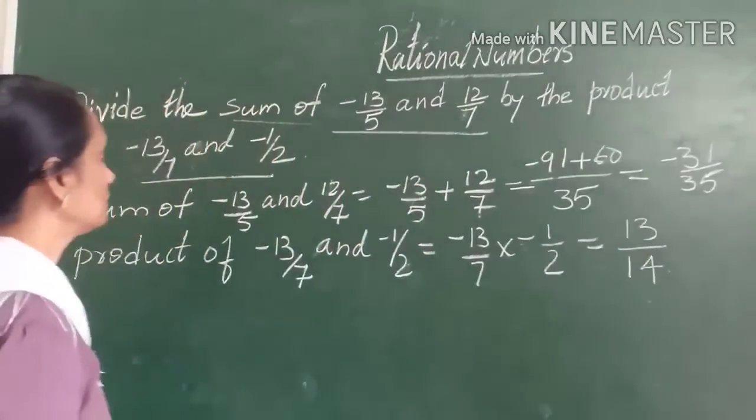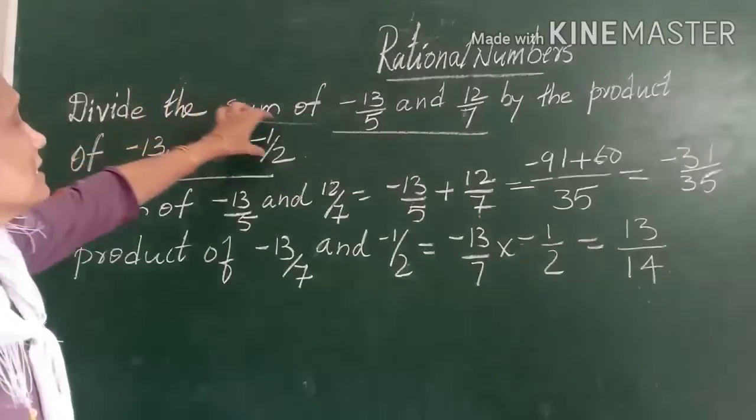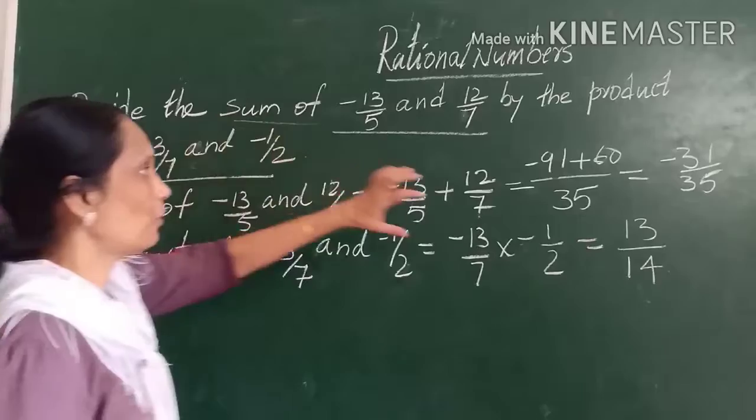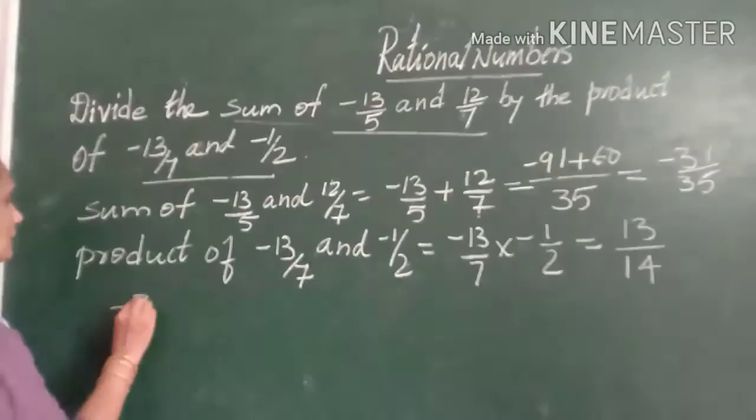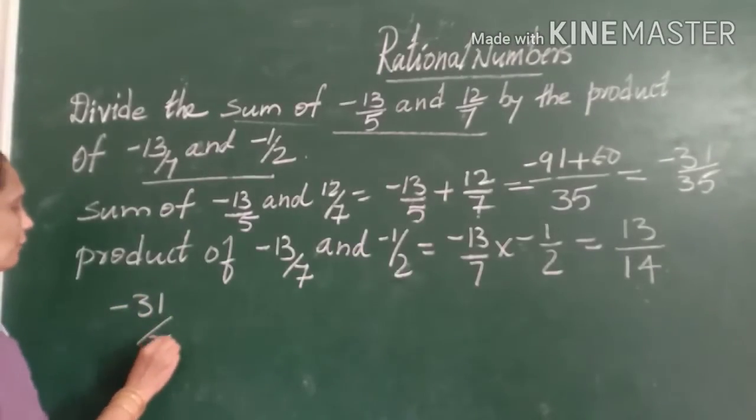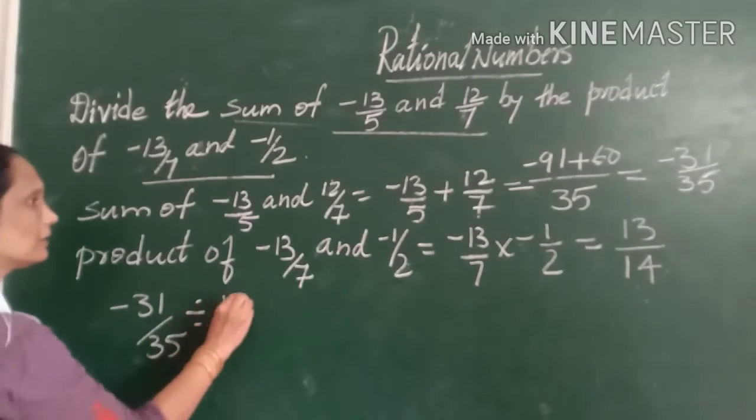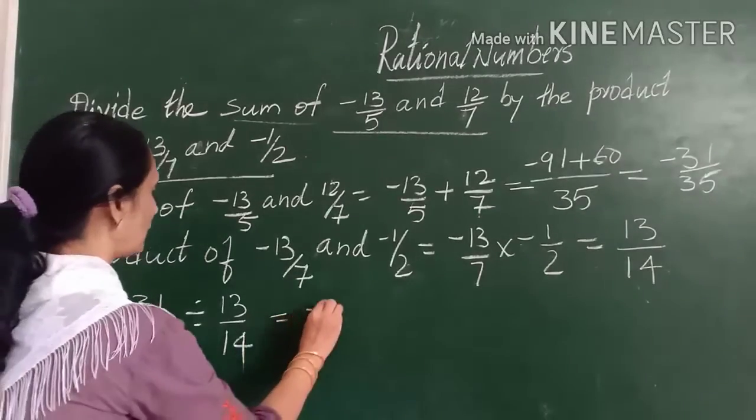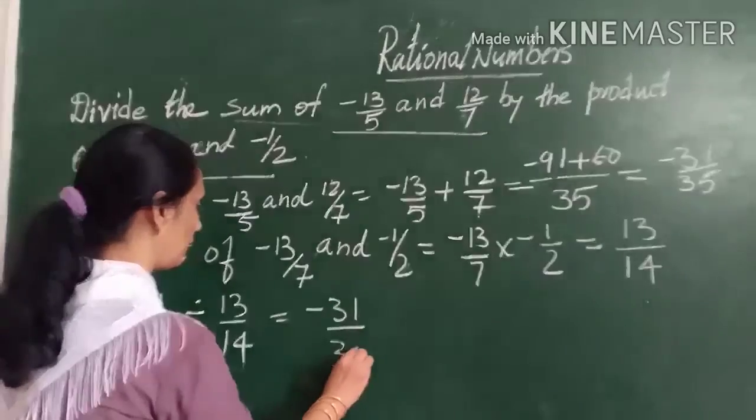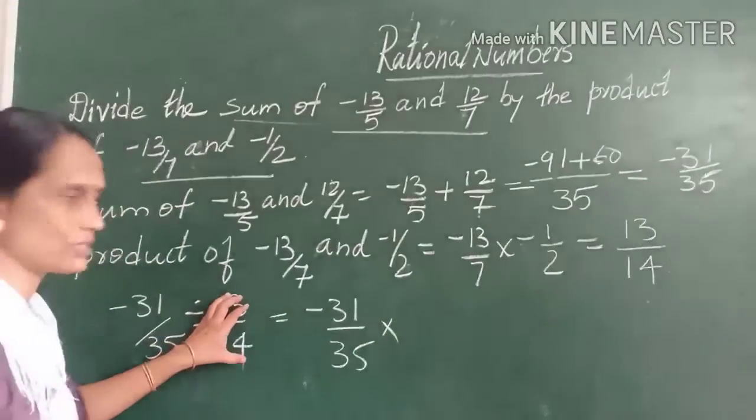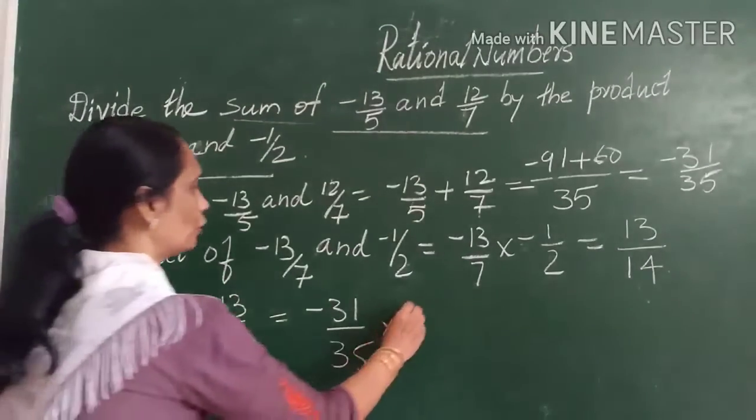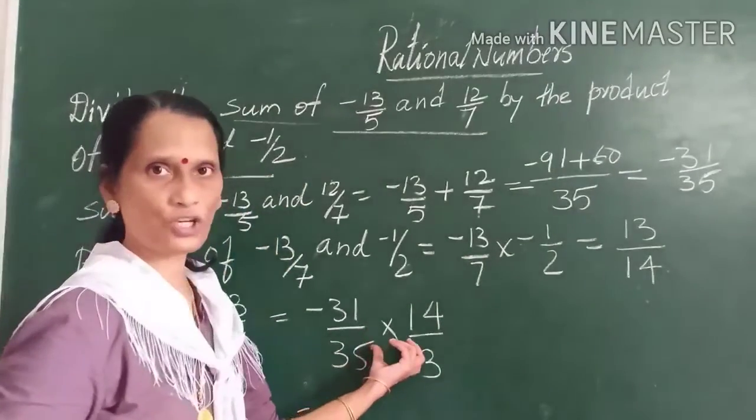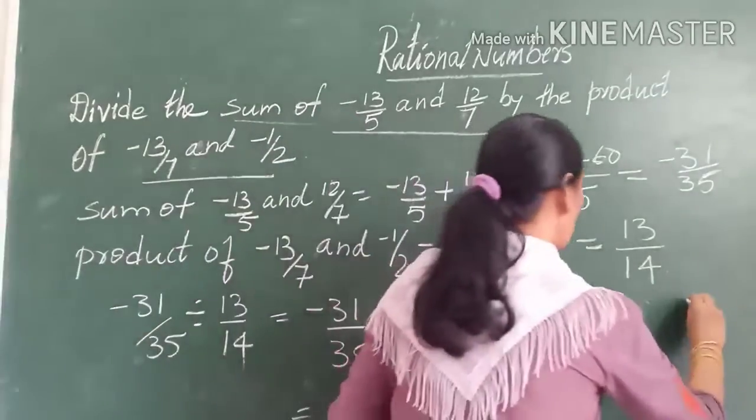Okay, now what is asked? Divide the sum of these two by the product of this one. So what is the next step? Minus 31 by 35 divided by 13 by 14. We have to do this. That means minus 31 by 35 into, take the reciprocal of this, 13 by 14. That means 14 by 13. Okay, don't do the cancellation here. You can do it in your rough column.